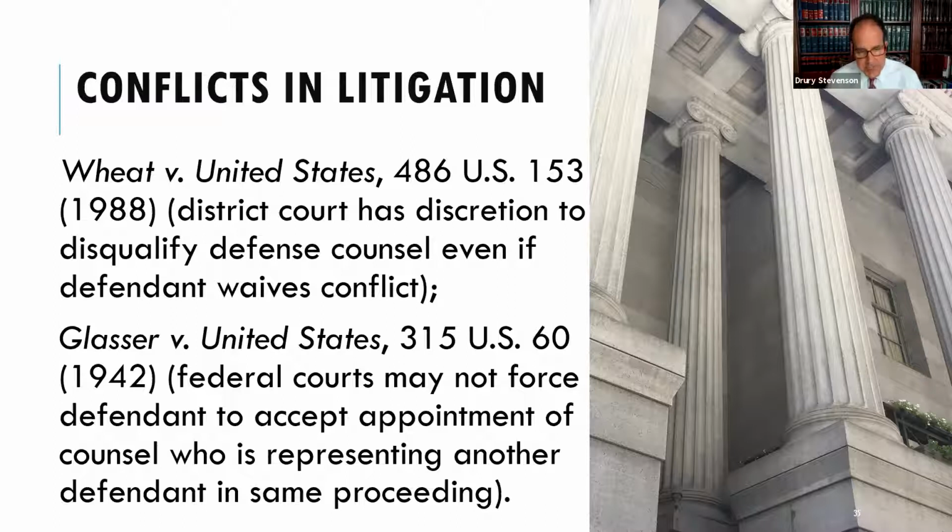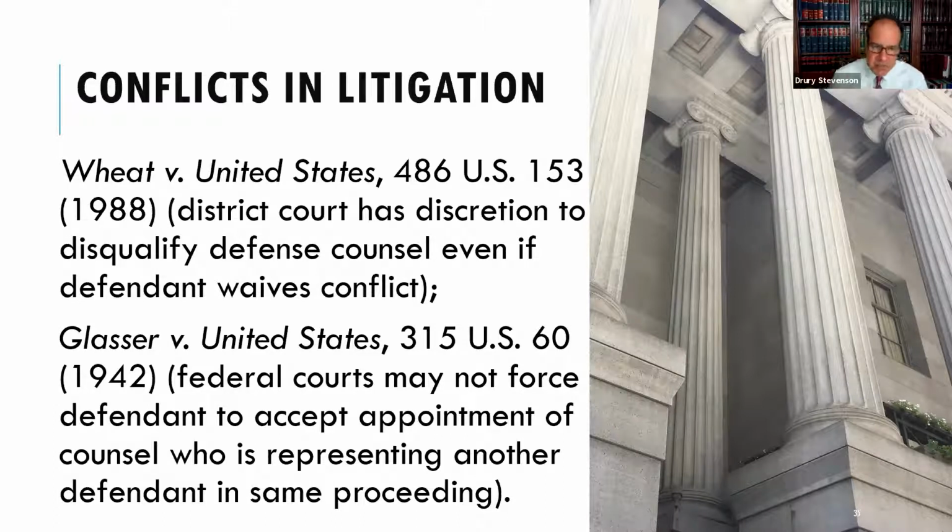We have this old case that's from long before Gideon versus Wainwright, Glasser v. United States in 1942, which said that the federal courts may not force a defendant to accept an appointment of counsel who is representing another defendant in the same proceeding. So remember, in the early 20th century, the federal courts first began this idea that everybody should have a right to a lawyer, that the Sixth Amendment required that the government provide a lawyer to people that couldn't afford it. Gideon versus Wainwright, many years later, applied that to the states and said that defendants in state cases also have a right to a government-funded lawyer if they are indigent and can't afford one.